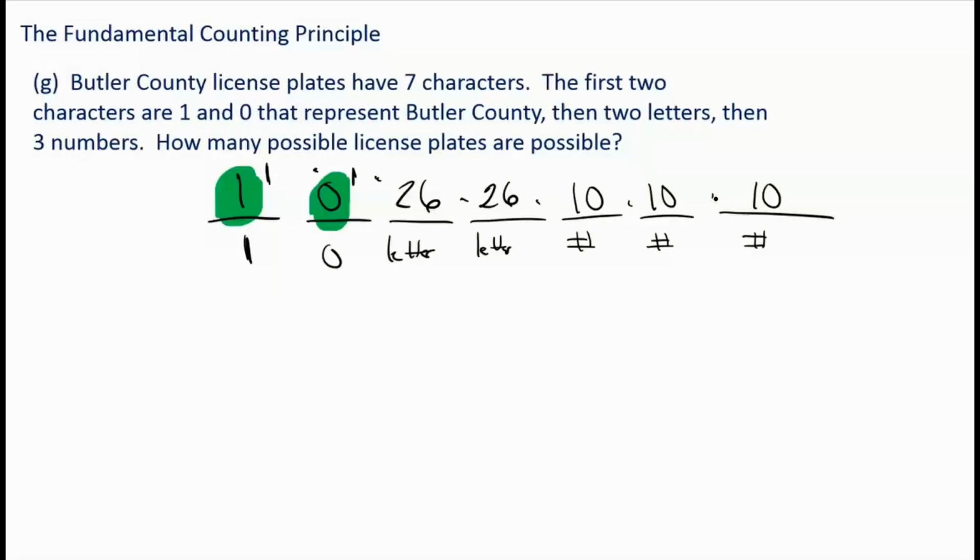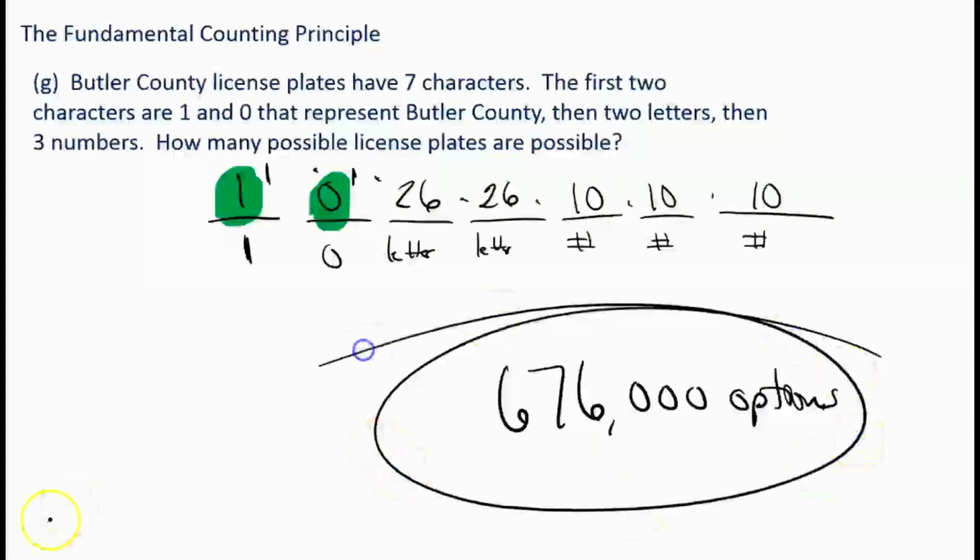Not as big as the problem we just did. So that's 676,000 options. Now, there are not that many people in Butler County, so we're not going to run out of possible license plates with the 1 and the 0 using these rules.